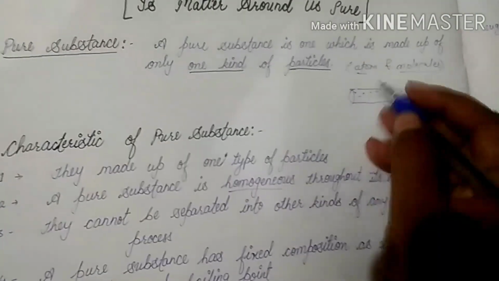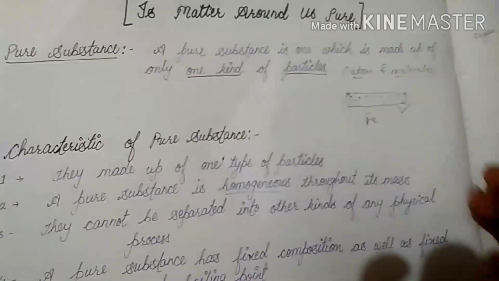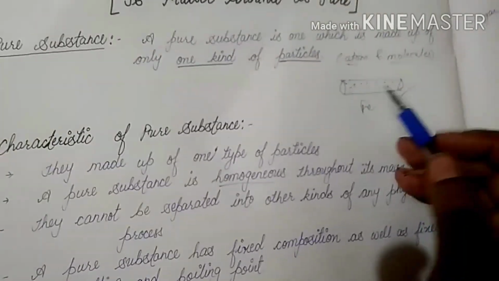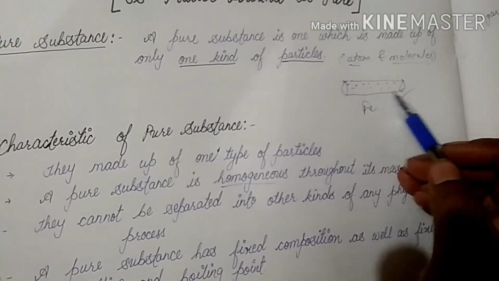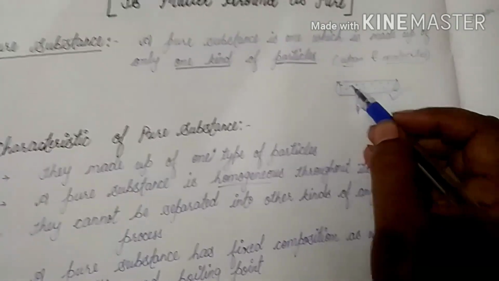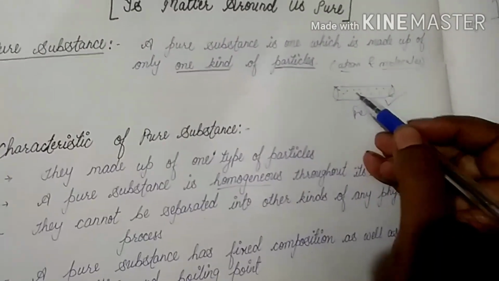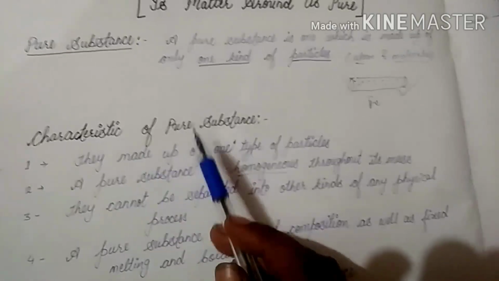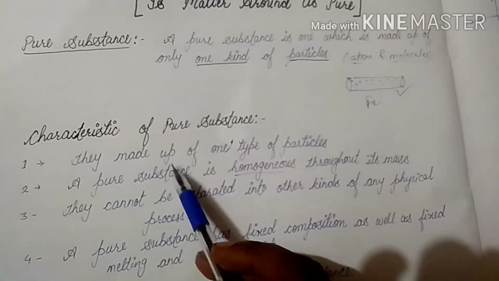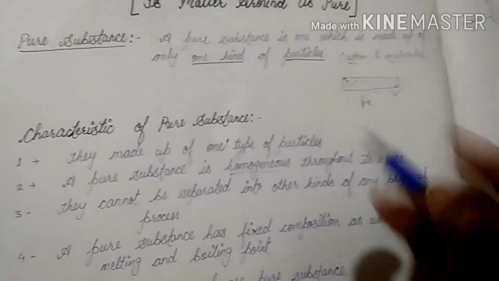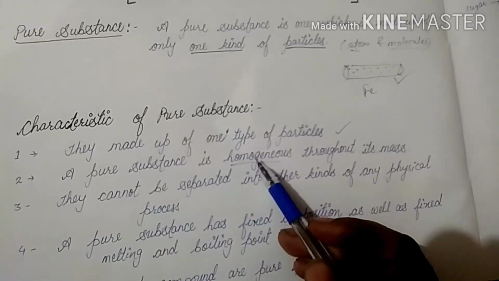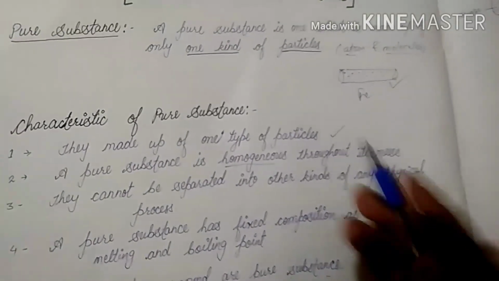Okay, for example, this is iron. When we observe the particles in this substance, we find that they all are iron particles, meaning the particles are identical in nature, in color, shape and size. Okay, now see the characteristics of pure substance. First, children, I had explained that they are made up of one type of particles. Clear? Second, a pure substance is homogeneous throughout its mass.